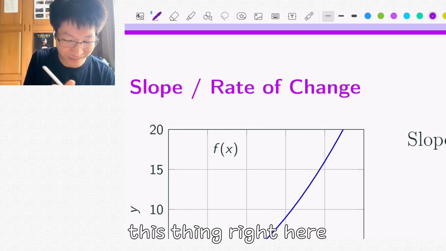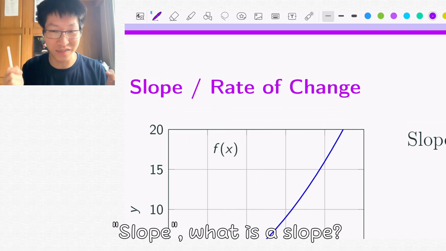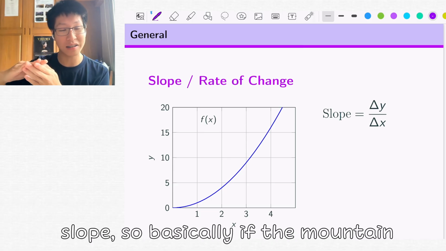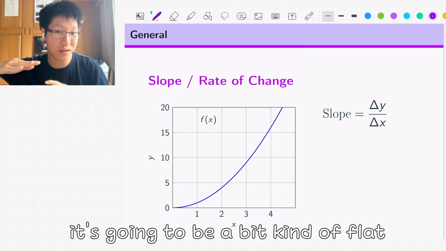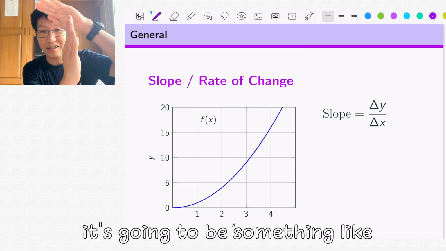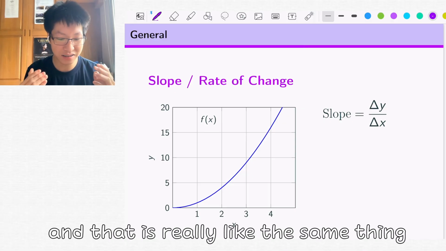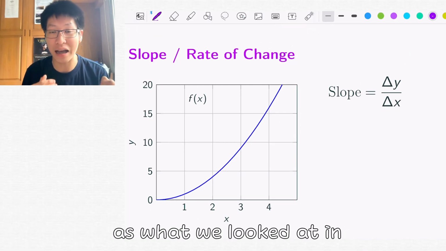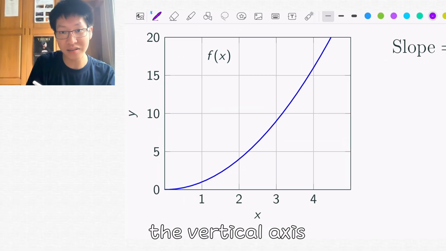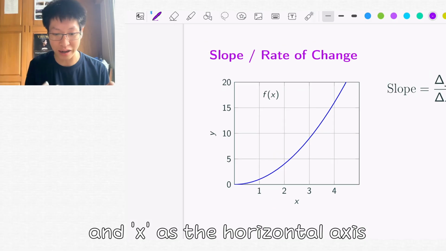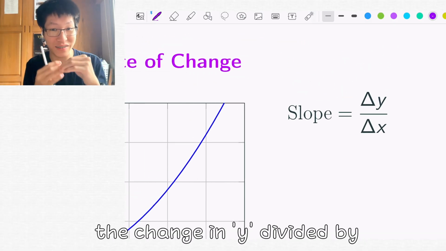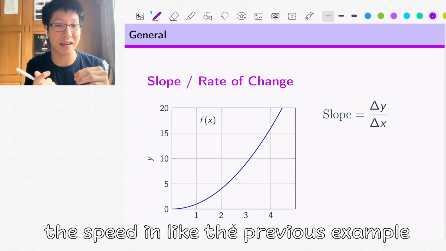So let's start off with this thing right here, slope. What is a slope? When you think of slope, you can think of a mountain, right? And the mountain has this kind of slope. So basically, if the mountain does not have much slope, it's going to be a bit flat. But if there's a lot of slope, it's going to be something like 90 degrees. And that is really the same thing as what we looked at in the previous example as speed. Because in this example, we have y as the vertical axis and x as the horizontal axis. And so the slope is really the change in y divided by the change in x, which is literally the speed in the previous example.